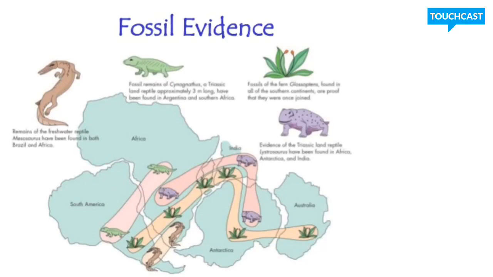Well, the four biggest pieces of evidence to support that the continents were once connected is, first off, their shape. You can kind of see that all the continents almost fit together as if it was a jigsaw puzzle.